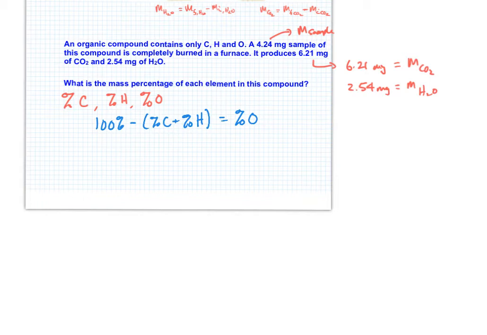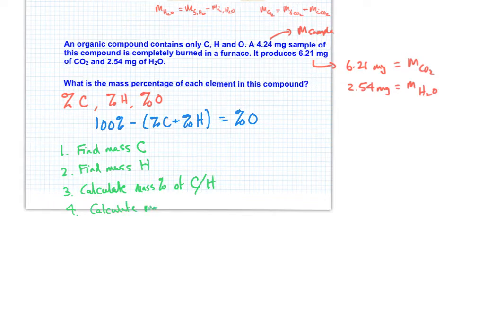All right, so how do we attack this problem? Well, the first thing we want to do is find the mass of carbon. Then we want to find the mass of hydrogen, and then we want to calculate the mass percent of the carbon and the hydrogen that we just found. And then our final step is going to be to calculate the mass percent of oxygen.